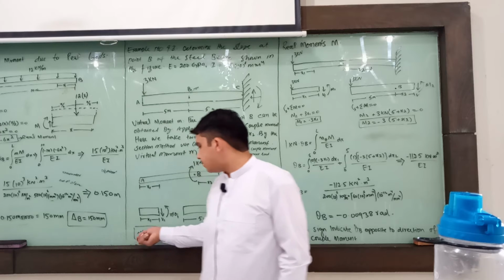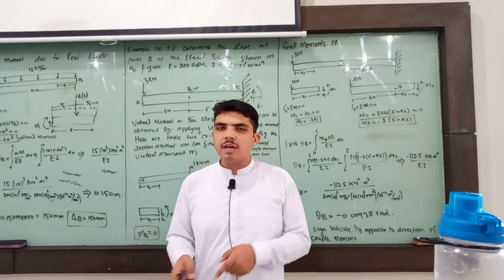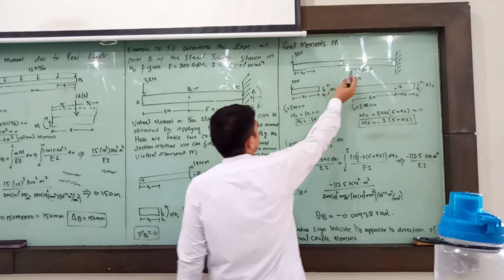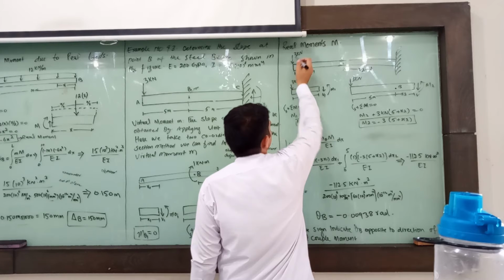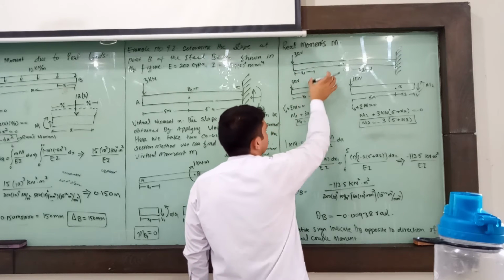Like I have found m theta 1 and m theta 2. This is the virtual movement, and now I am going toward the real movement. Okay, so there are two sections and a 3 kN load is applied. So we separate this section from the real beam.